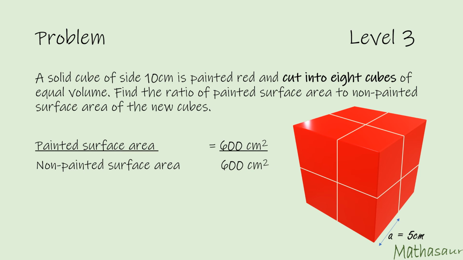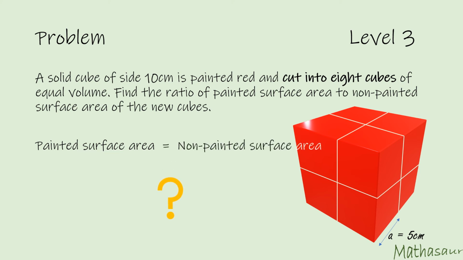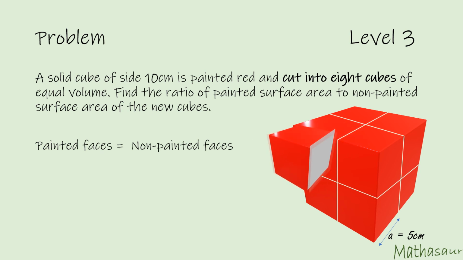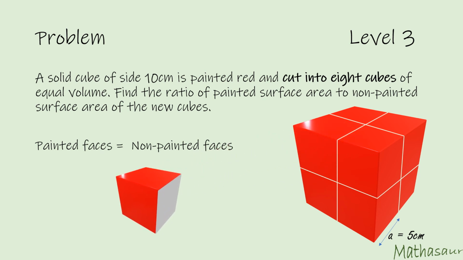Now let us find the ratio. The painted surface area divided by non-painted surface area is equal to 600 centimeters square by 600 centimeters square, or 1. Wow, they actually turned out to be equal. Does that make sense to you? Let us look at this intuitively. If you look at one small cube, any one of the small cubes, then the number of painted faces is equal to the number of non-painted faces. Check this out for any one of the small cubes.